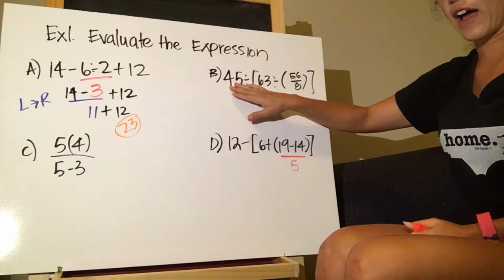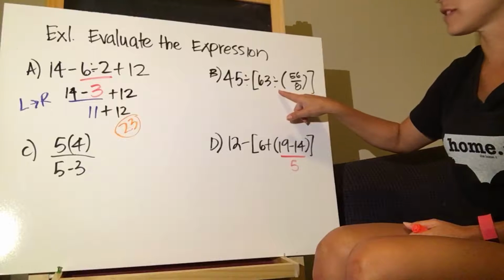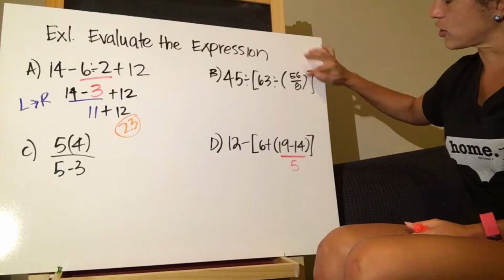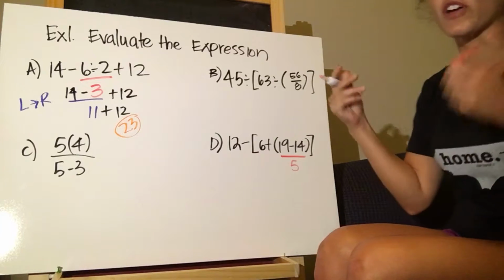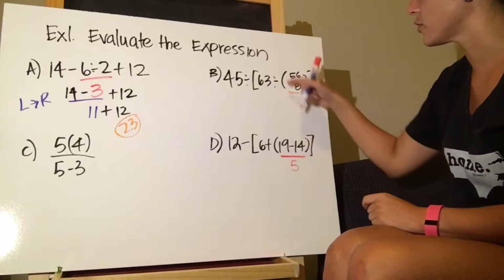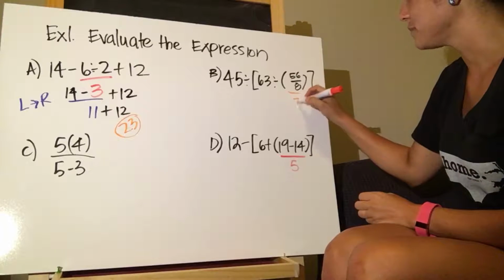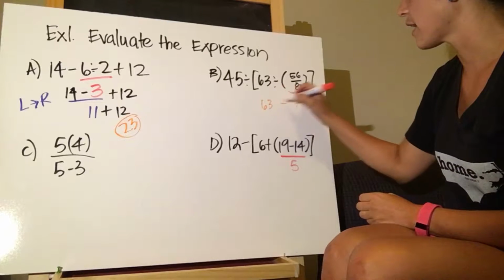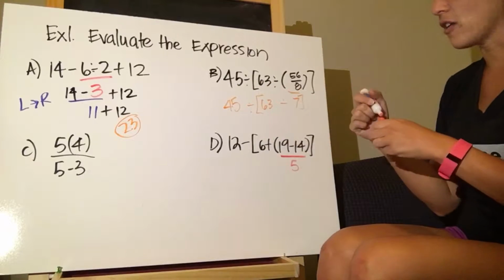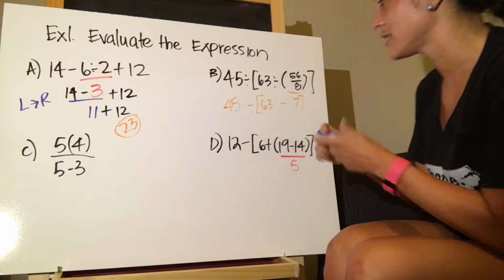Example B, 45 divided by bracket 63 divided by parentheses 56 divided by 8. Close parentheses, close bracket. So I've got grouping symbols, and within grouping symbols I have more grouping symbols. So I'm going to go all the way to the inside. 56 divided by 8 is 7. And then you bring everything else down. Now I can finish out with my grouping symbols. This bracket, 63 divided by 7 is 9.